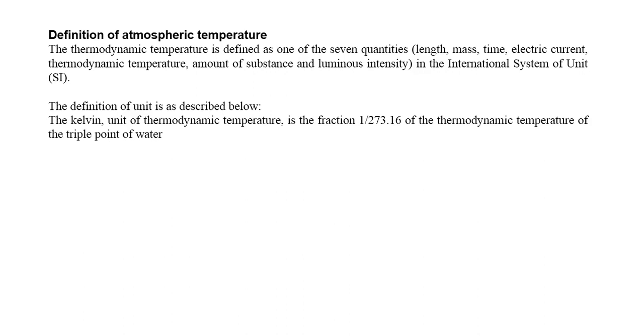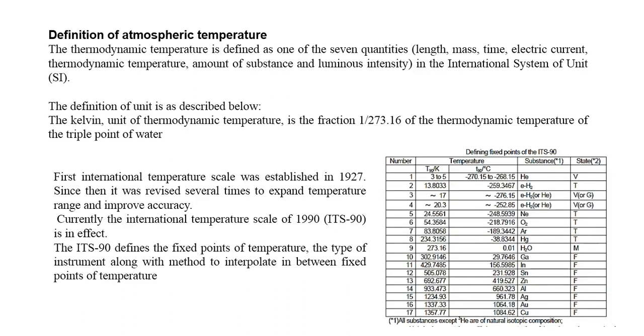Now what is the triple point of water? Triple point of water is the temperature where the solid, liquid and gaseous phases of water coexist simultaneously, which is basically 273.16 Kelvin, or it's also known as 0.01 degree Celsius. Now the first international temperature scale was established in 1927, which is shown in this figure.